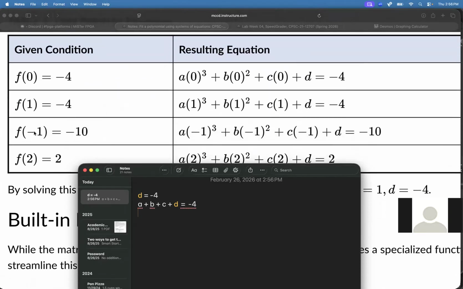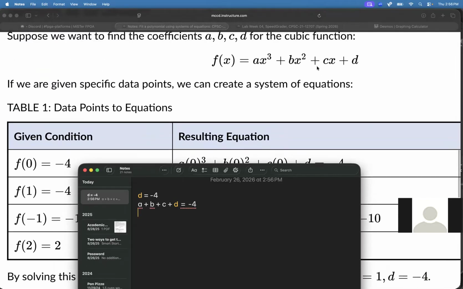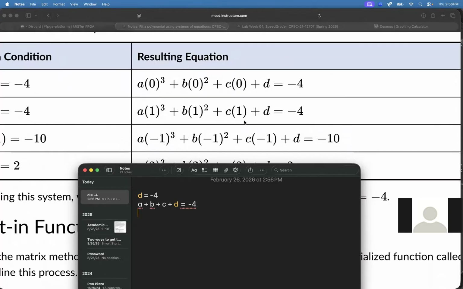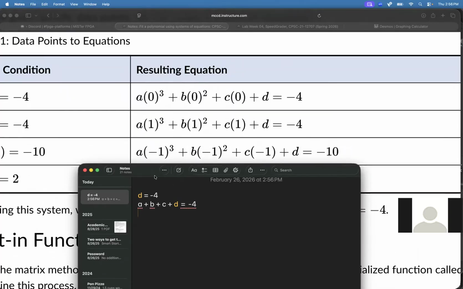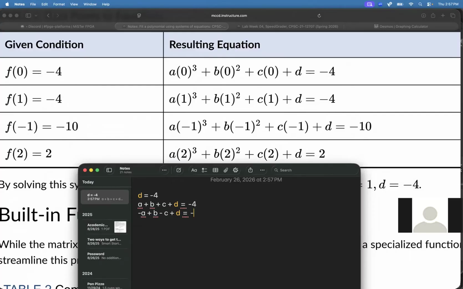You do the same thing with the minus 1. So you have to plug a minus 1 into this equation. That works out a little bit differently, because negative 1 cubed is now going to be a negative 1. So when you do a times negative 1 cubed, you actually get minus a. And then you have b times negative 1 squared. But negative 1 squared is 1, so this is just b. C times negative 1, that's a minus c. And then we still have plus d. And what is that supposed to equal? Well, negative 10 because we said so.